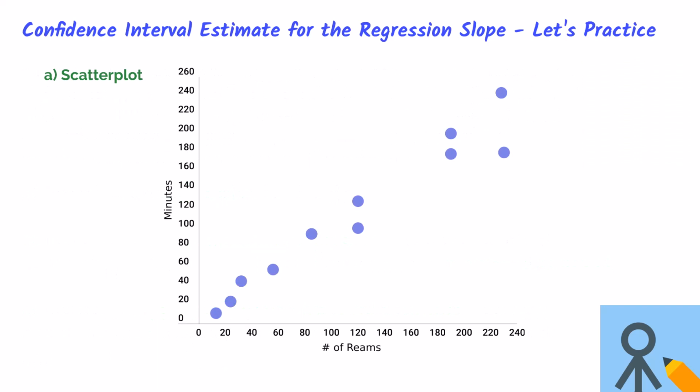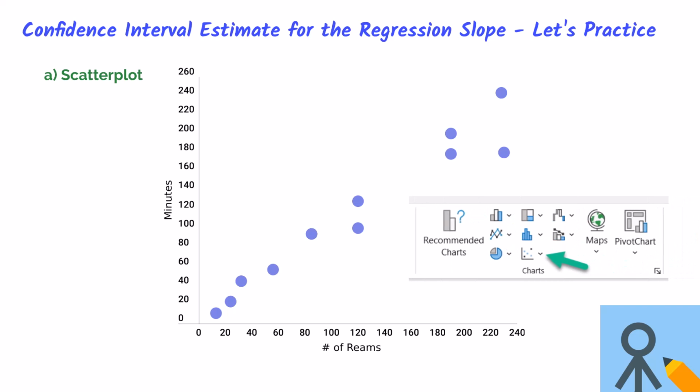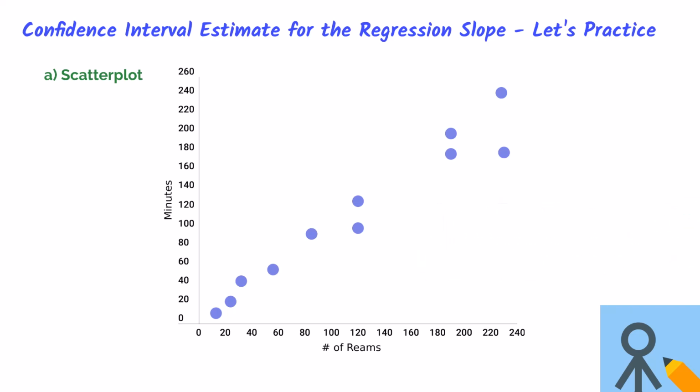Here is what your scatterplot should look like for this data. You will highlight the data on the sheet and then go to the Insert toolbar and find the Scatter option under Charts. We have the number of reams on the x-axis and minutes on the y-axis. Looking at this plot, we can see that there is a positive linear relationship, since as the number of reams increases, the number of minutes it takes to count them also increases.